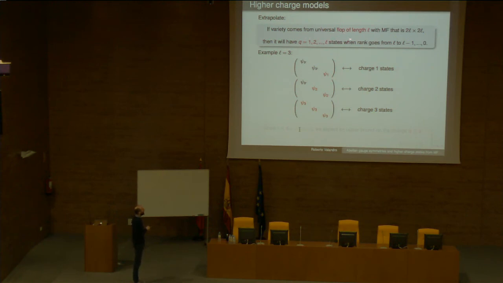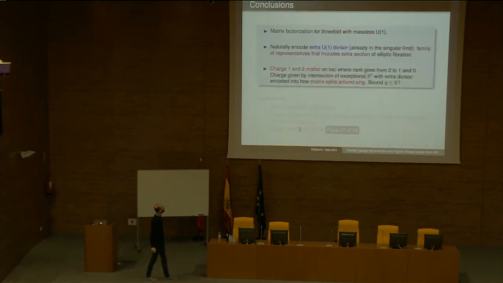Over these states, the rank will go down from L to L minus 1 until 0. An example, L equals 3: we expect to have this configuration. For a charge 1 state, this splits into 2 by 2 blocks with 2 trivial and 1 non-trivial. Charge 2 is 1 trivial and 2 non-trivial. Charge 3 should be 3 copies of 2 by 2. So if this is the case, since there is a result that this length cannot be bigger than 6, then we expect an upper bound on the charge. That was the thing that was mentioned before in the talk.